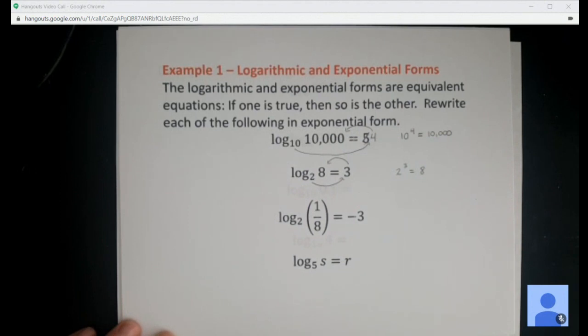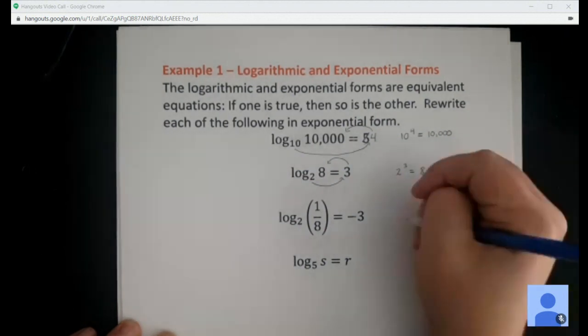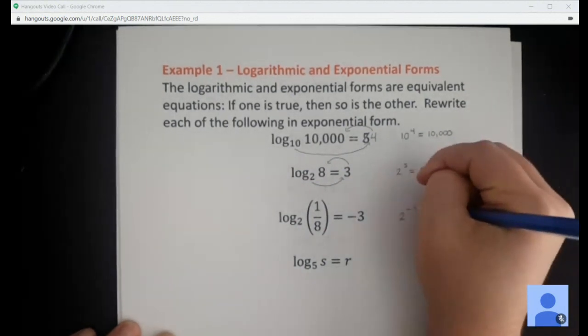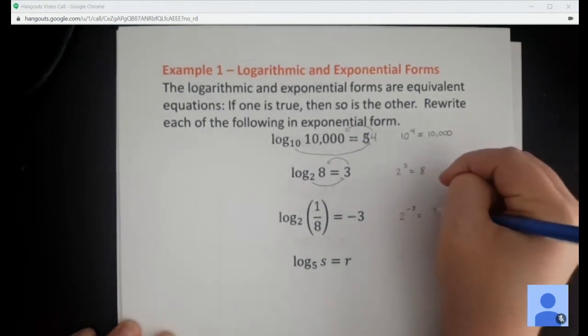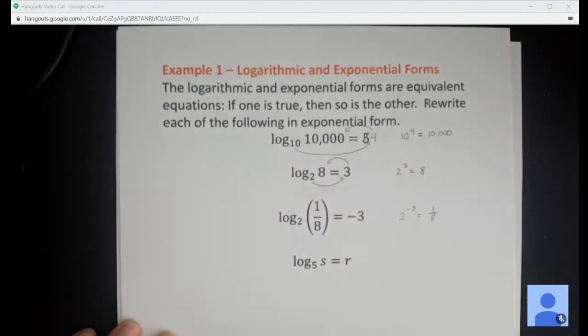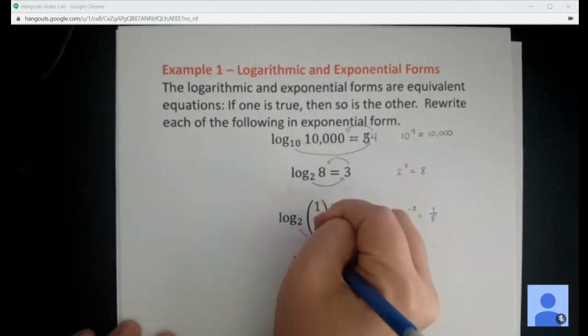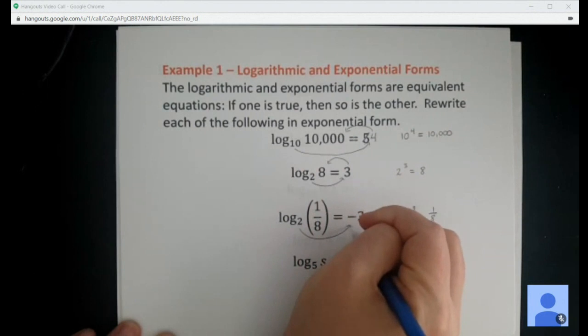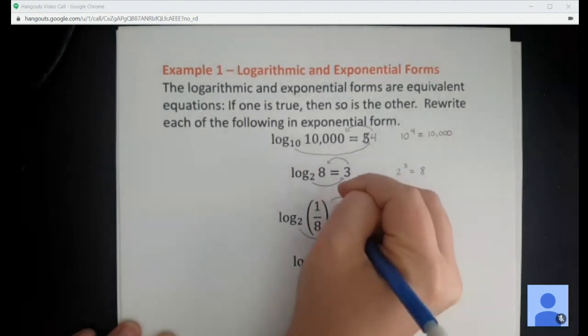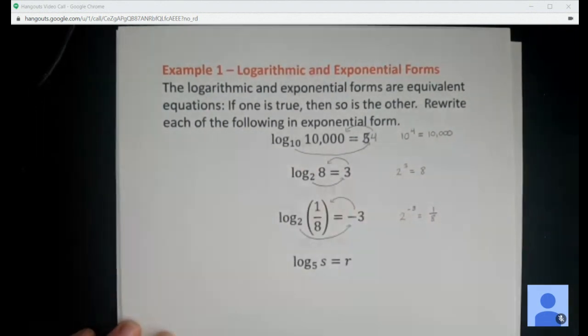All right, what about the exponential form for the next one? Good. We have 2 to the negative 3 power equals 1/8. Because again, our base is 2. We're going to raise it to the negative 3 power, and that should be equal to the 1/8 right there.